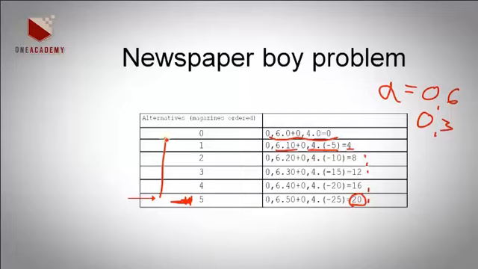And for the sake of exercise, you might pause the video here and use another value for the alpha and try to compute the values and see what would be the alternative chosen by this decision criteria.